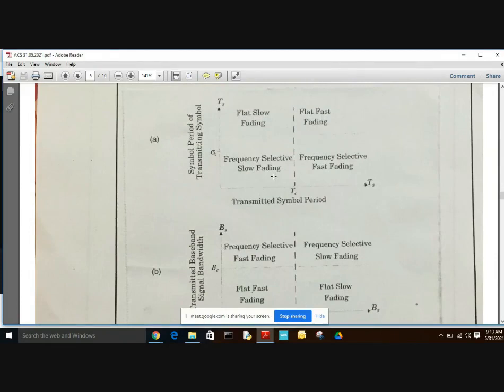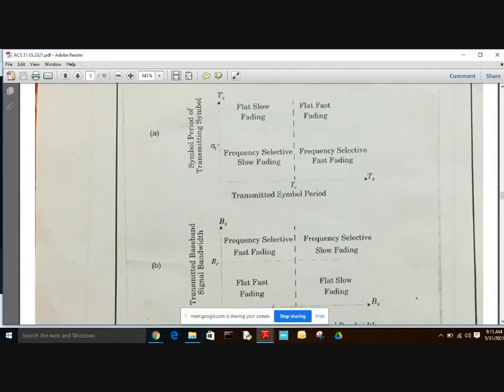When Ts is less than Tc, we have slow fading. So this region is slow fading. The upper region corresponds to flat fading and the lower region corresponds to frequency selective fading, and the right-hand side corresponds to fast fading and the left-hand side corresponds to slow fading. So fast fading versus slow fading is based on Ts and Tc, and flat fading versus frequency selective fading is based on Ts and tau-c.